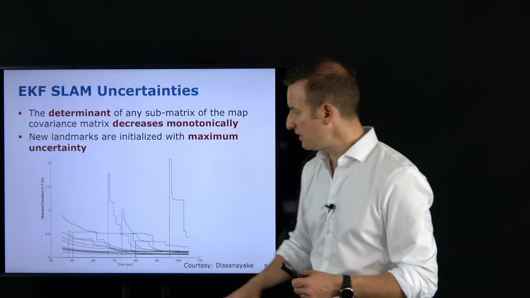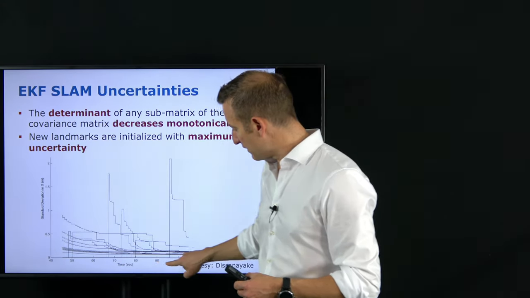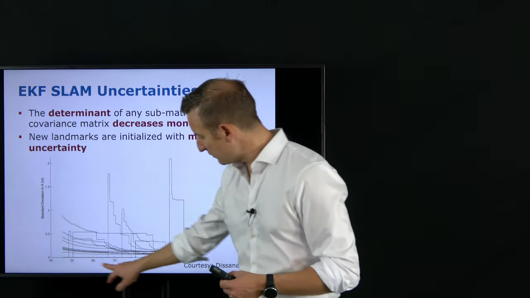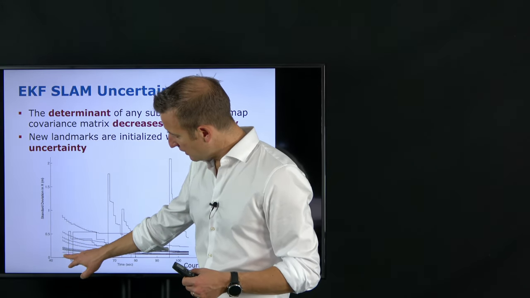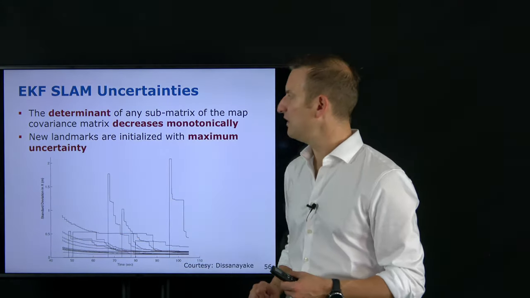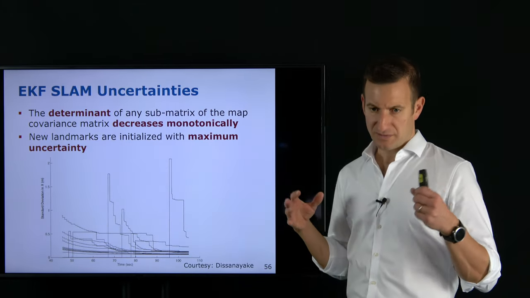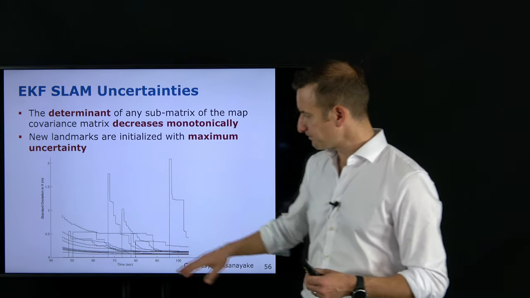So what you see here is that whenever a landmark occurs for the first time, it's initialized, and then you see how its uncertainty decreases over time based on the observations. Over the time steps, you basically have the uncertainty of the landmarks, and you can see how they evolve. It's a monotonically decreasing function, which starts with an initial uncertainty they get at initialization.